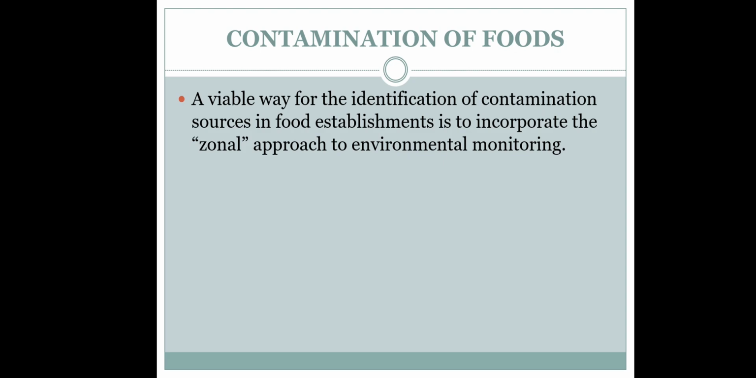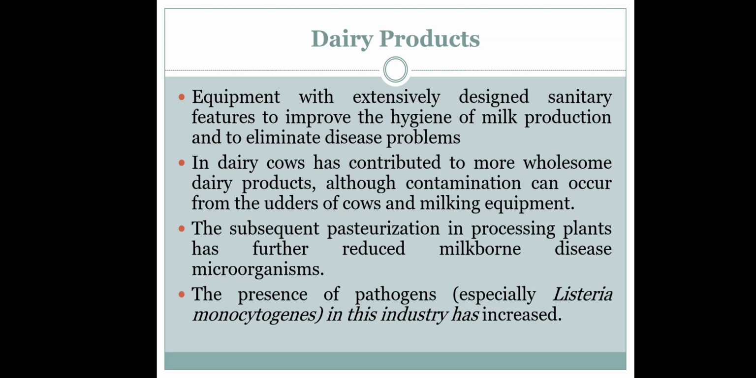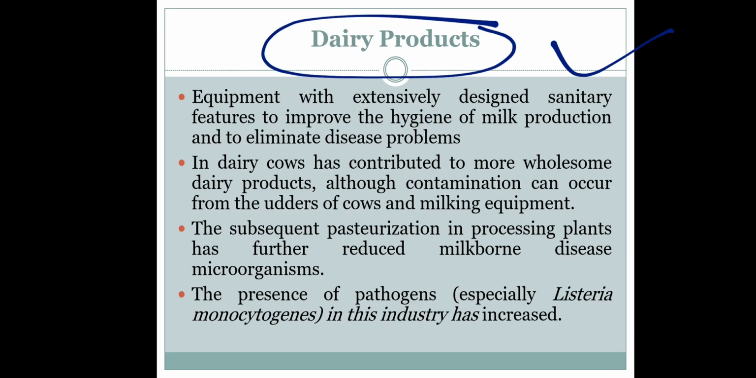If we are going to study contamination sources, then generally one approach is followed, that is zonal. Zones are separated one after another. Coming to the main topic, there can be various types of products and their contamination sources can be so many. Number one is the dairy products. Dairy is related to milk production and milk products.